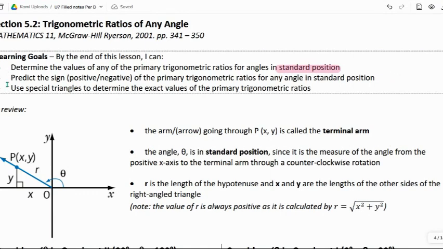Next, predict the sign, positive or negative, of the primary trig ratios for any angle in standard position. So the second learning goal is all about predicting if the ratio, sine, cosine, tangent, is going to be positive or negative. Not the angle, but the ratio.